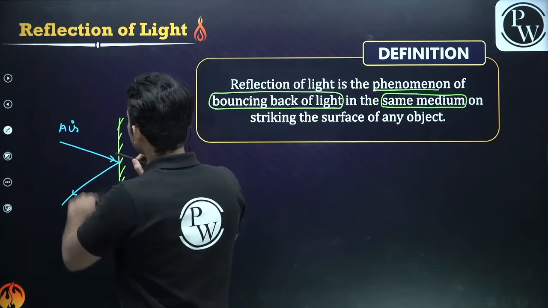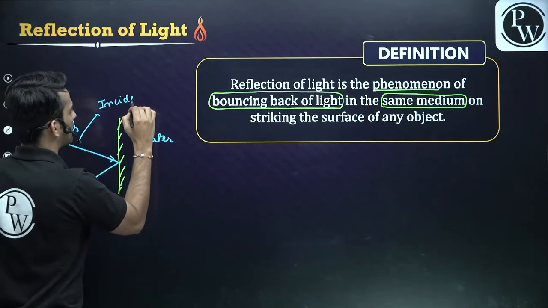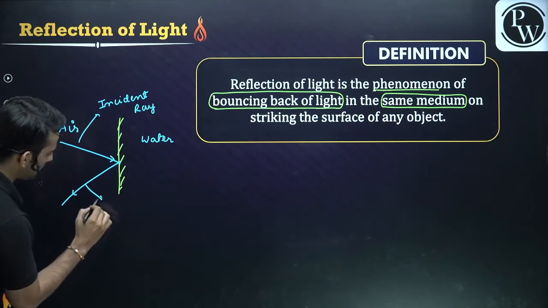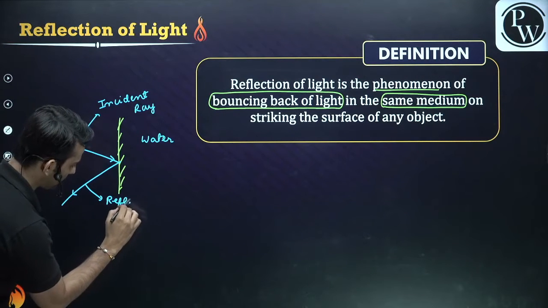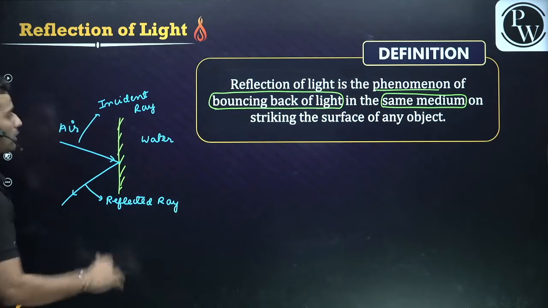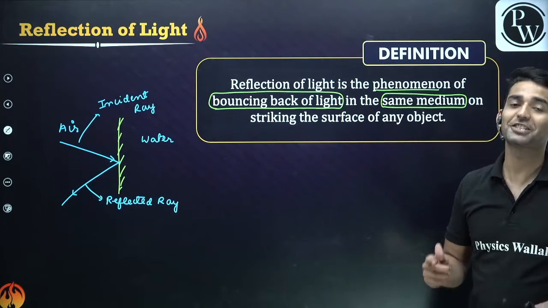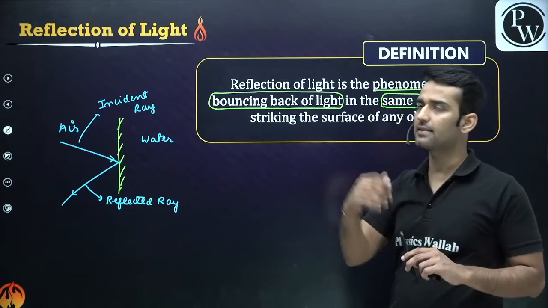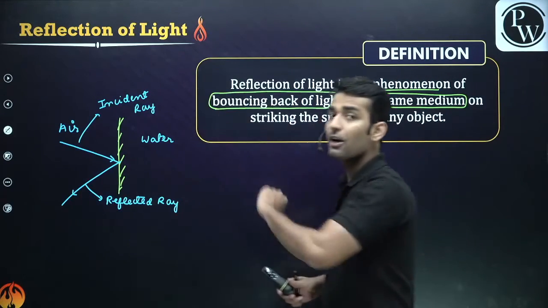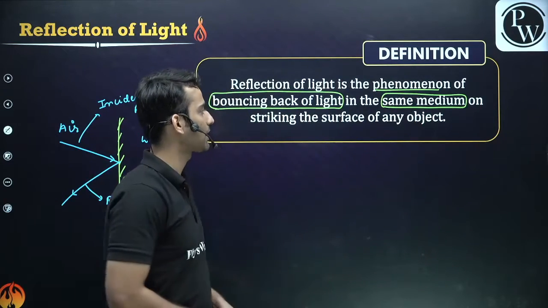So this is our incident ray, and this is our reflected ray. Both lie in the same medium. The medium doesn't change in reflection. It changes in refraction. We will study this later. So the incident ray and reflected ray both lie in the same medium. This is what is meant by reflection, right?